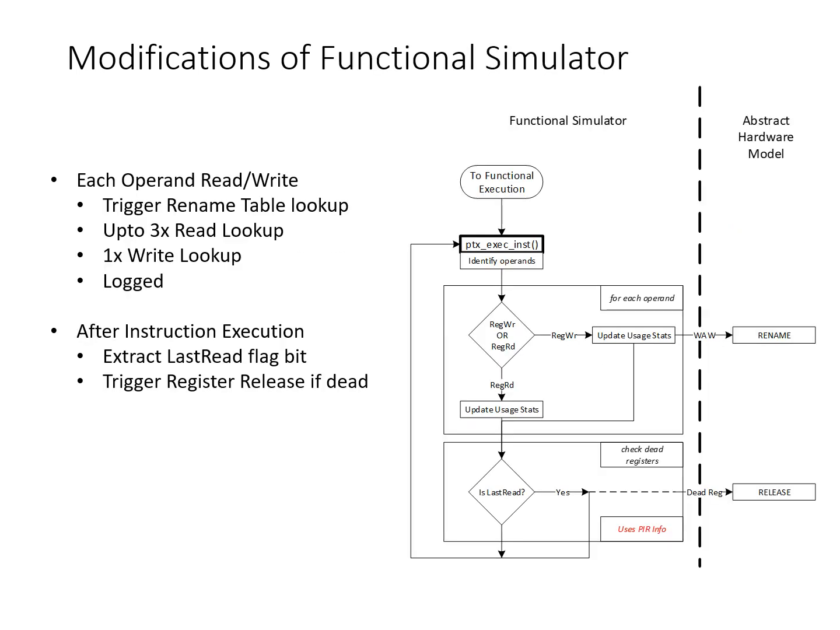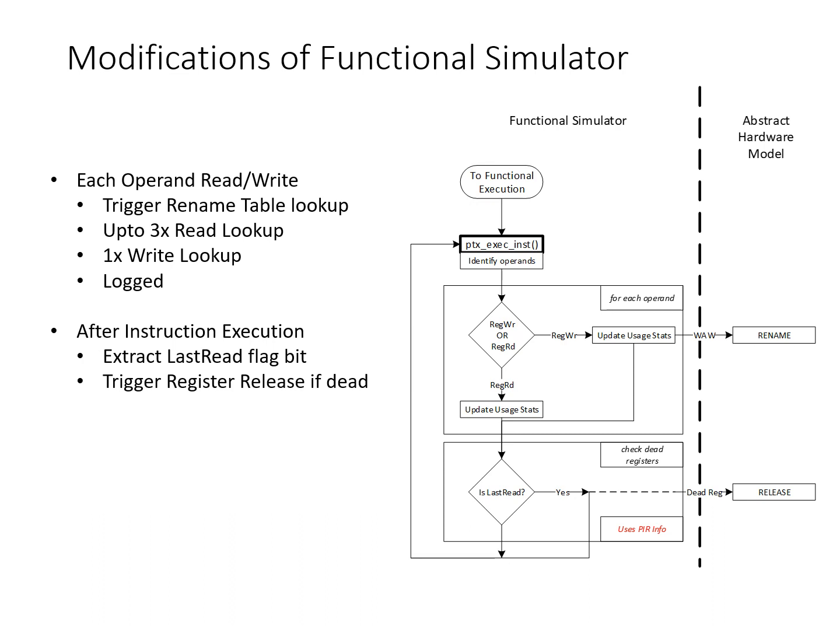Once the function simulator starts executing the code, it flows through the PTX exec instruction function. There, the same info that was generated by the PTX assembler is used to track each operand read and write. We trigger a rename table lookup for every operand that is read or written. That means there can be up to 3 read lookups and 1 write lookup per instruction. All this is logged in order to generate user statistics that we use later in our results.